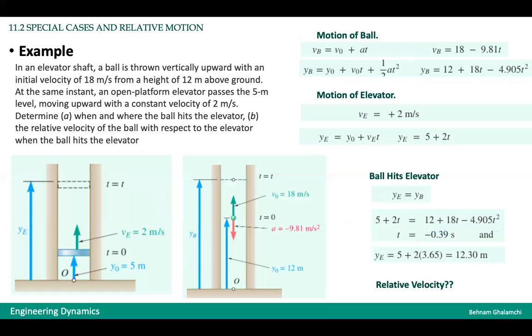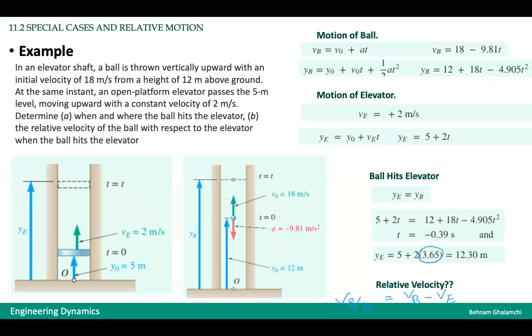That's part A. Part B is asking about the relative velocity between these two particles when they hit each other. We already found the time, 3.6. What is the relative velocity at that point? It's very simple. Let's say we would like to find the velocity of the ball with respect to the elevator. That's simply VB minus VE.